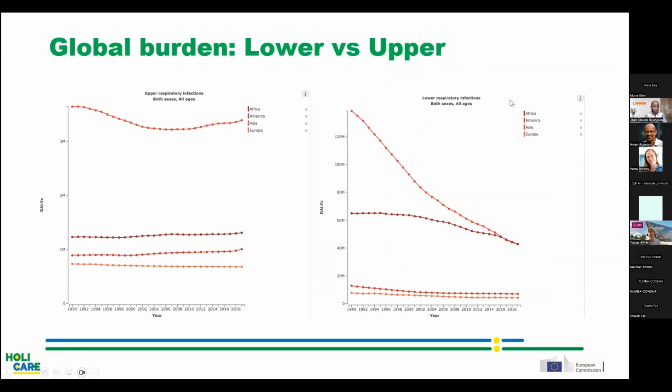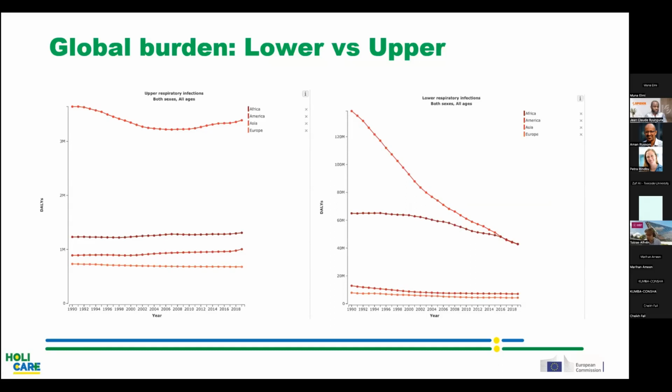And if we look at the global burden of disease, lower versus upper respiratory tract infections. Here it's very important. On the x-axis, this is from 1990 to 2020. And on the y-axis, the scale is not the same. So this is for upper respiratory tract infections, and it's up to a maximum of 4 million DALYs lost. When looking at lower respiratory tract infections, it's 150. So it's very important, much more with lower respiratory tract infections.